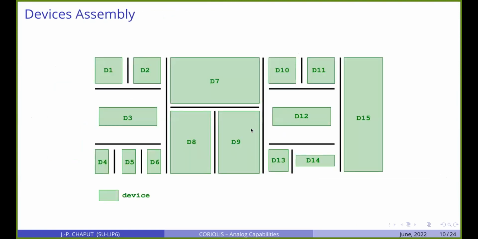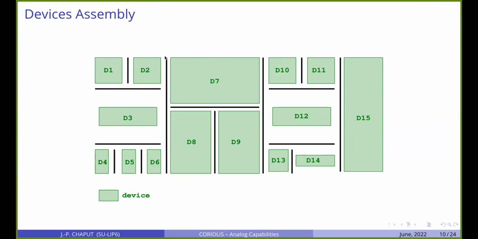The second step is to assemble those devices, those atomic elements, inside a placement. There are a lot of ways to assemble them, but for the sake of simplicity, we choose an H tree. No, not an H tree, a slicing tree. In Coriolis, in the analog part, we assemble our analog devices into a slicing tree. Yes, a slicing tree.